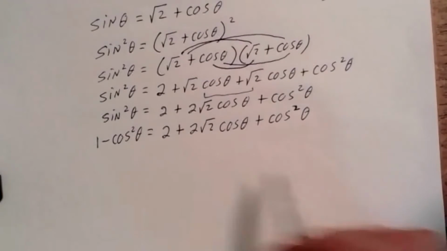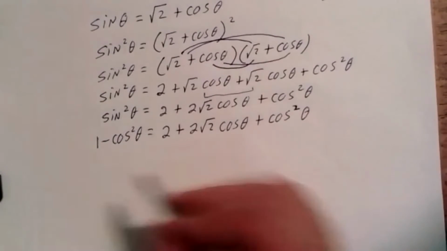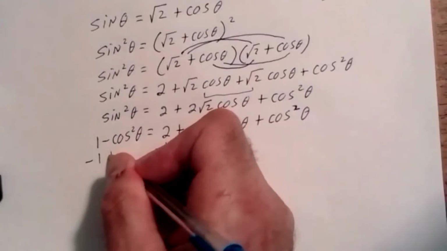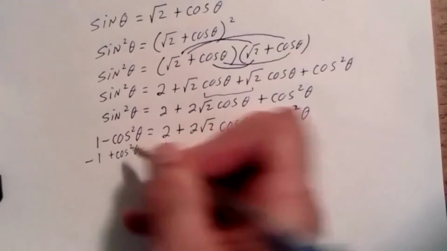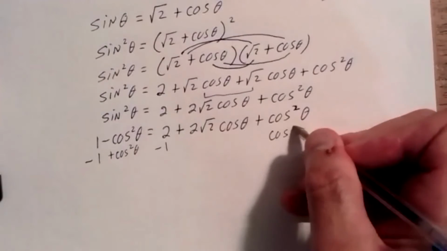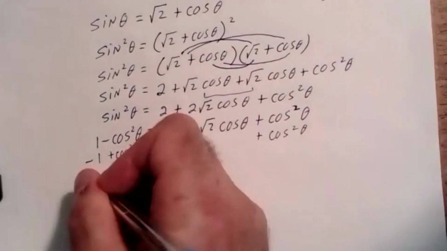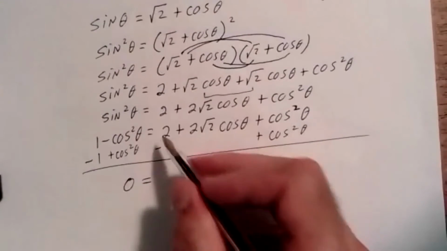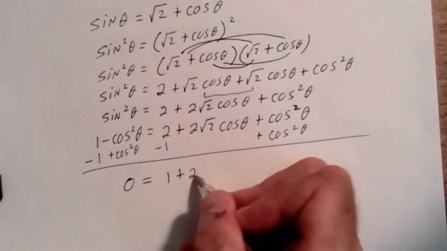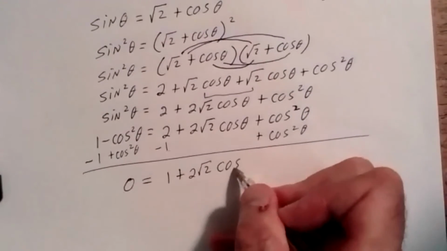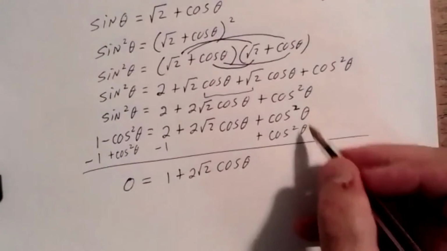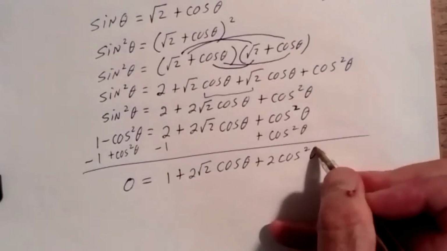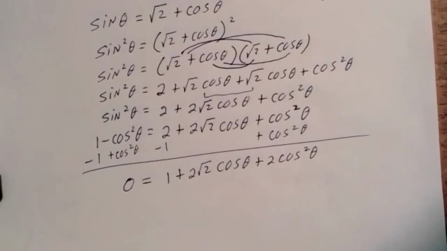Let's drag everything over to one side of our equation. I'm going to bring these 2 terms over to the right side. So I'm going to subtract 1 from both sides, and I'm going to add cosine squared theta to both sides. When we do that, the left side of our equation becomes 0. The right side becomes just 1 plus 2 square root of 2 cosine theta. Cosine squared theta plus another cosine squared theta is 2 cosine squared theta. We got it down to this.